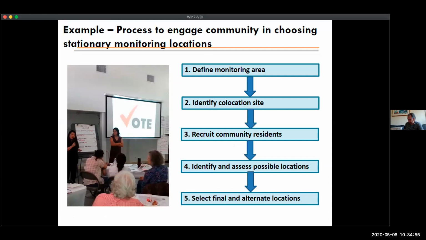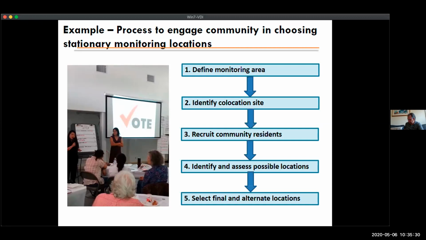This is just an example of a process to think about siting. So you want to define the area that you're monitoring. Are you thinking about a large region? Are you thinking about a particular community? Do you want to space out your monitors in an even distribution? Then you want to identify co-location sites. So this goes back to making sure that you have really good data quality. Comparing your monitor to a reference monitor, and putting up a monitor next to a co-location in an area for a long period of time.